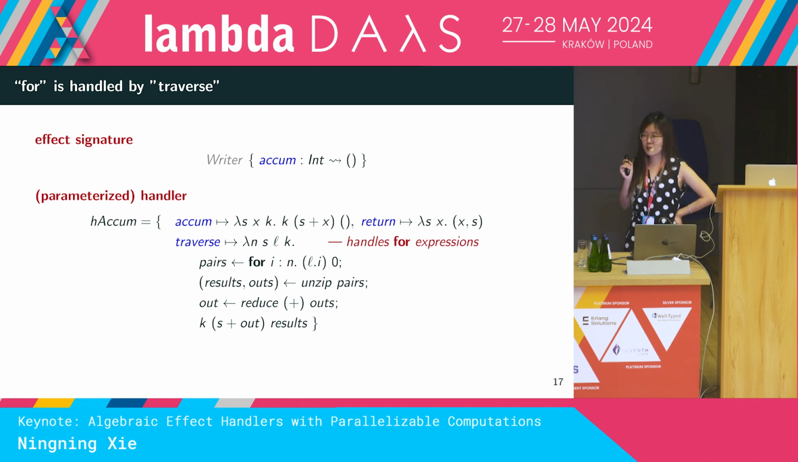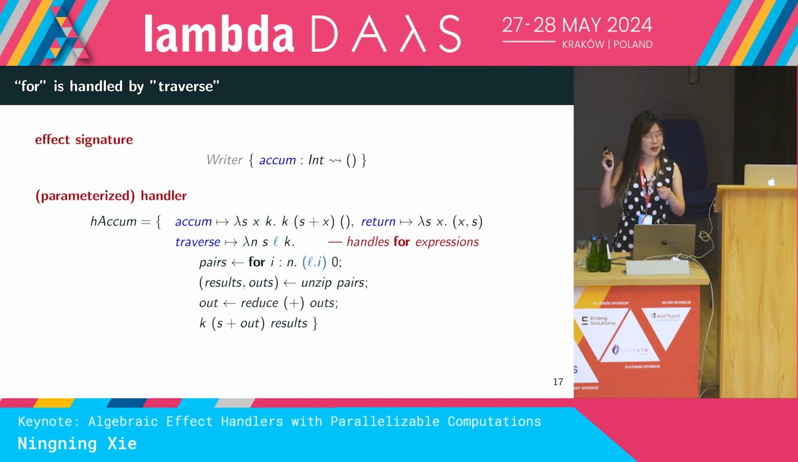In the traverse clause, in this case, it takes 4 arguments, where n is the length of the iteration of the for expression, and s is the current parameter of the handler, and l is something special that we'll talk about, what we call the body continuation, that is, roughly speaking, the body of the for expression, and k is the normal continuation that waits for the result of the for expression and resumes the original computation.